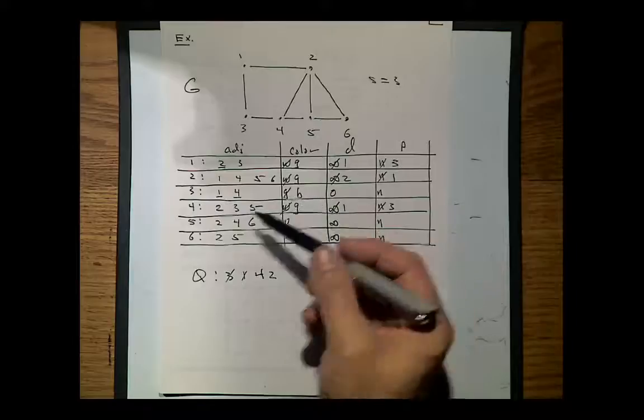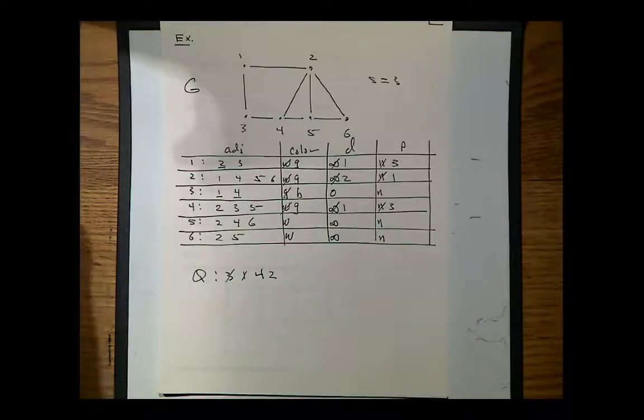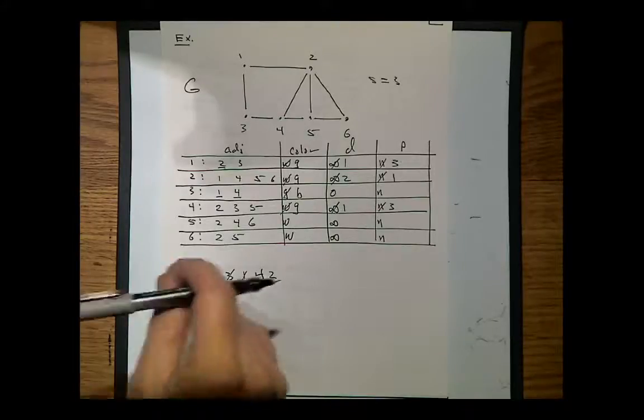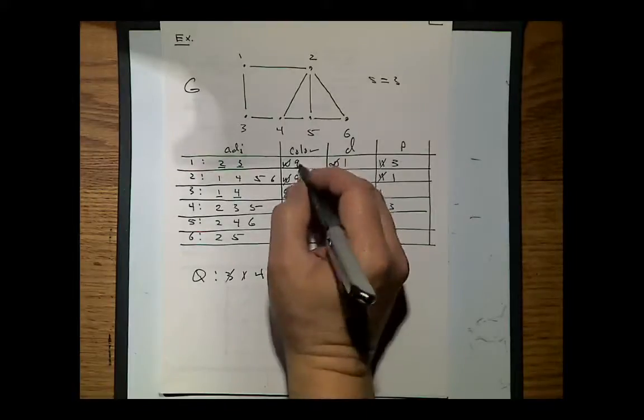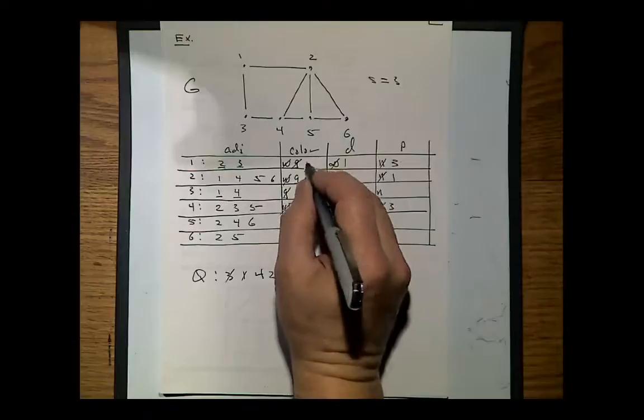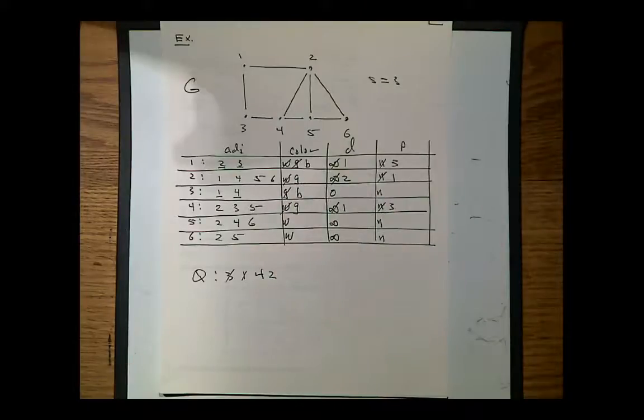So in that iteration of the inner for loop, this conditional turned out to be false because we'd already discovered 3 on the first step. So there's nothing left to do. We've been through the adjacency list of 1. So the only thing left to do is to color 1 black and go back to the top.